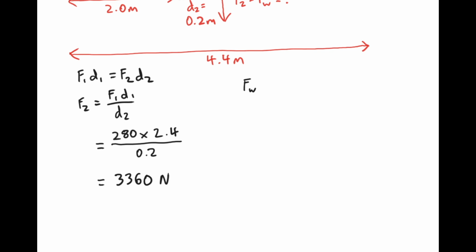Now we want to find the mass, so we need to rearrange the weight force equation for mass. Mass is equal to weight force divided by g, which is 3,360 divided by 10. That gives us 336 kilograms. We can round it to two significant figures, and the answer is 340 kilograms.